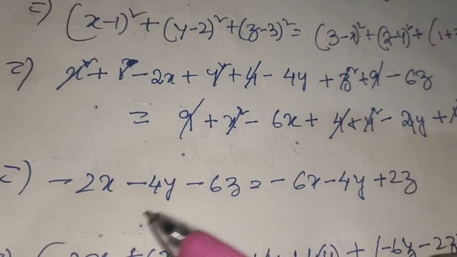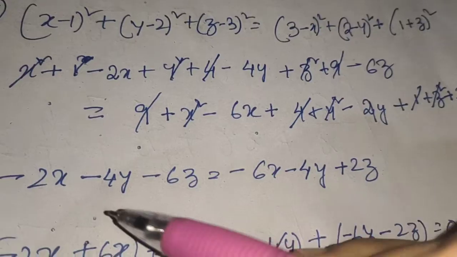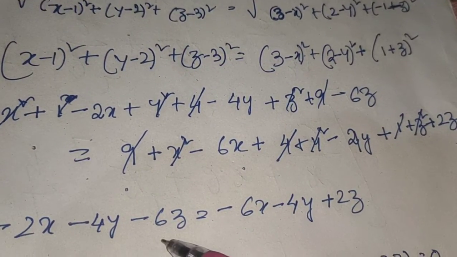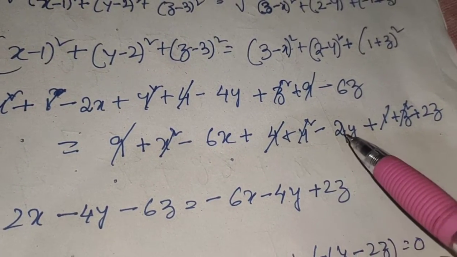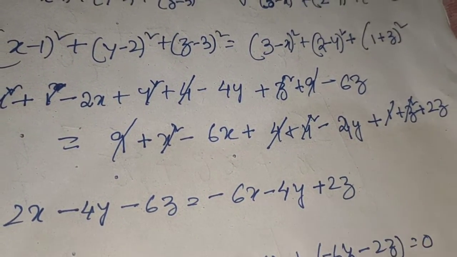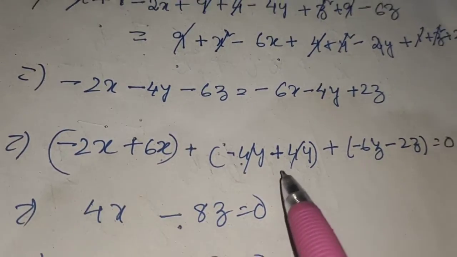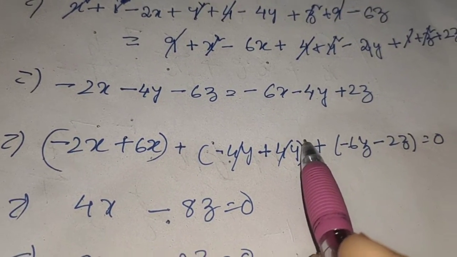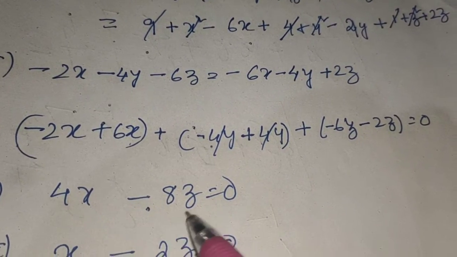So what is left out? Minus 2 and 1 is also cancelled. Minus 2 from here, minus 4 from here, minus Z on the left hand side, and on this side minus 6X minus 4Y plus twice Z. So ultimately if we calculate, you can see that minus 4Y is equal to plus 4Y, so Y is 0. What is left behind? Plus 4X minus 8Z equals 0.